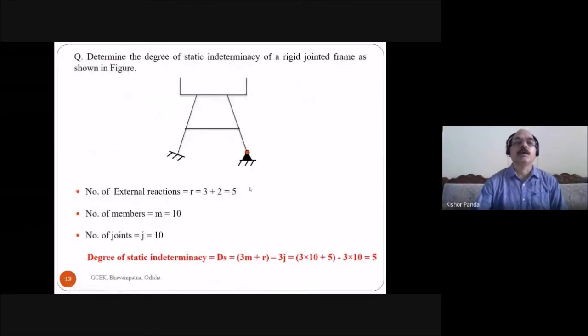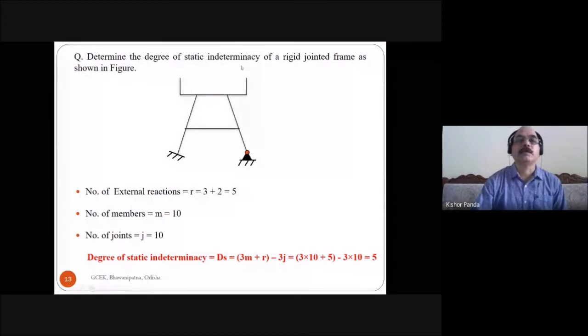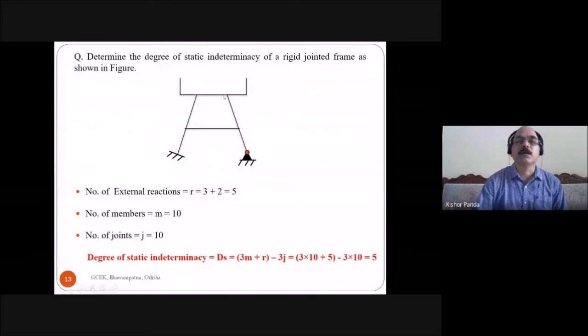Then coming to one frame. This is one typical frame. Write the degree of static indeterminacy of a rigid jointed plane frame, as shown in the figure. These are all of the members. Here this support is your fixed support, and this support is hinge support. For the fixed support, the total number of reactions is 3, and for the hinge support the reaction is 2. So 3 plus 2, the total number of external reactions is equal to 5.